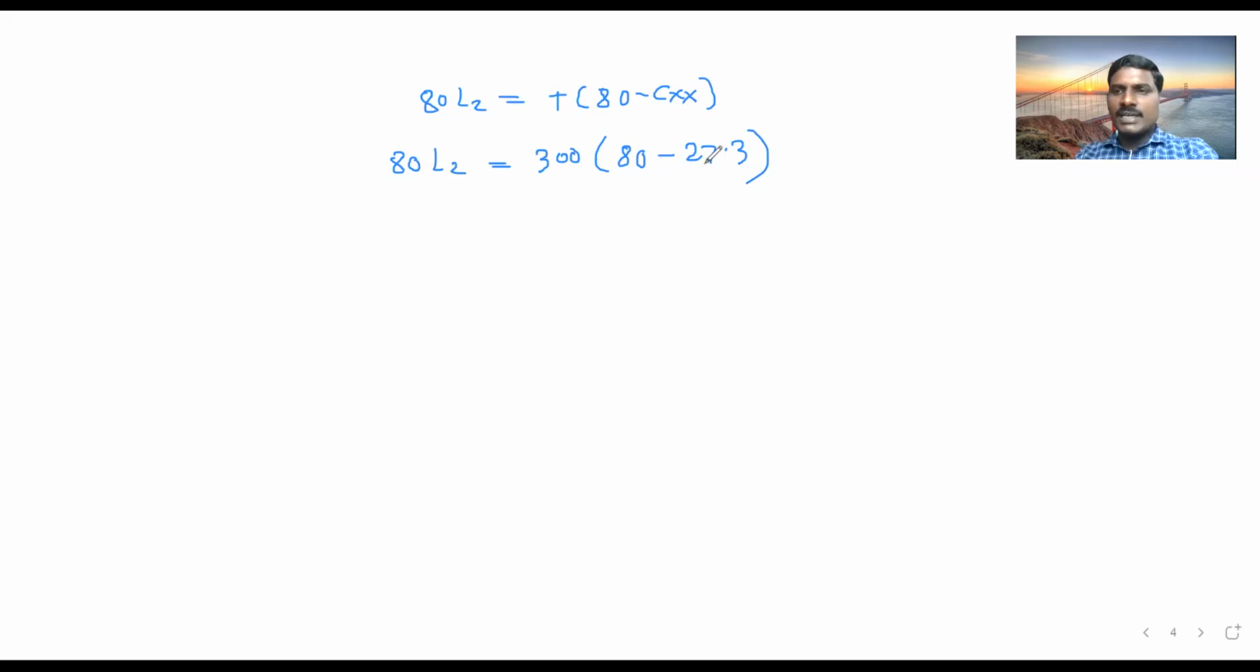Shall I confirm this is the correct answer? The section is given as 80 by 80 by 8. No one is giving an answer.